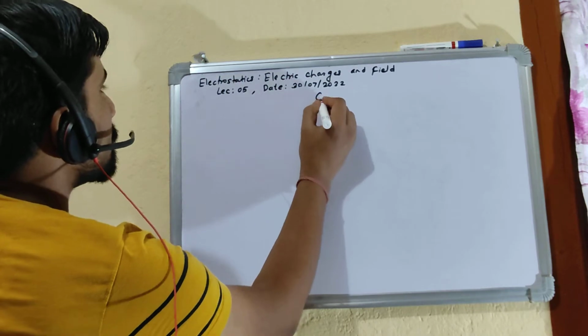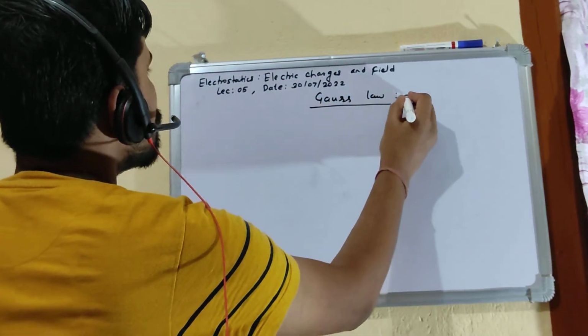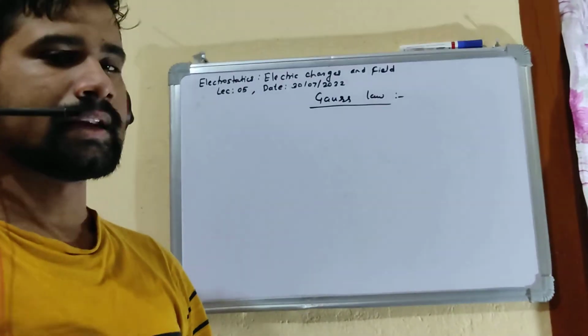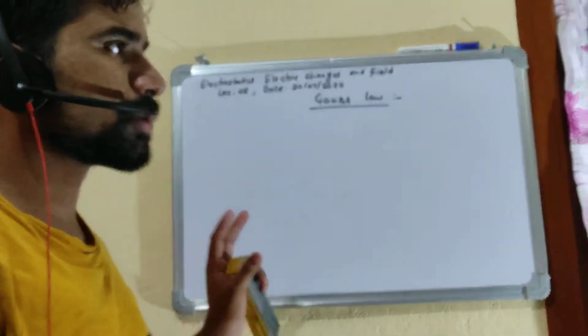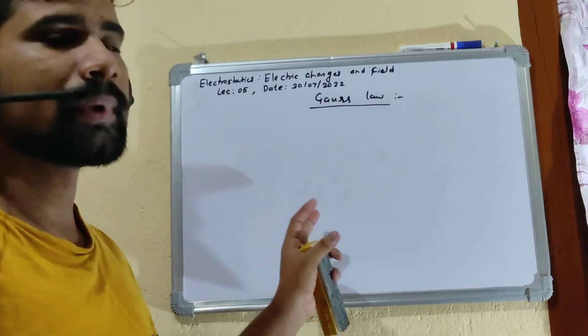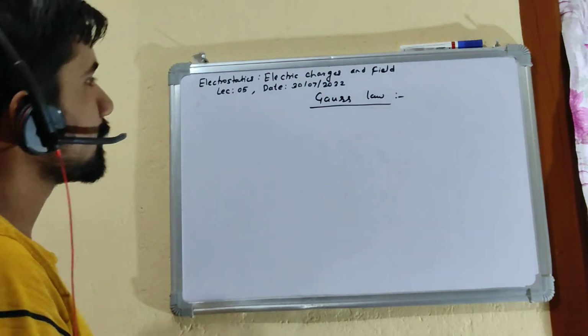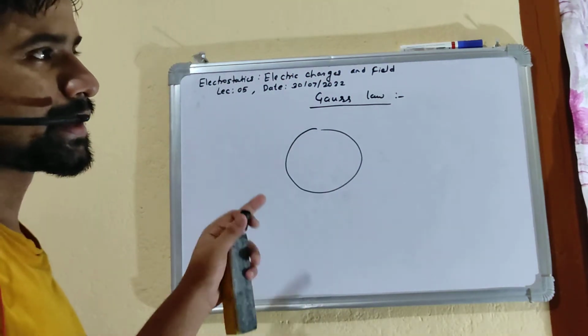So Gauss law basically says that the net flux due to any charge, continuous or discrete, through any closed surface is given by 1 by epsilon naught times the charge enclosed by that surface, right? So let's say, for assumption, this surface is a spherical shell, right?